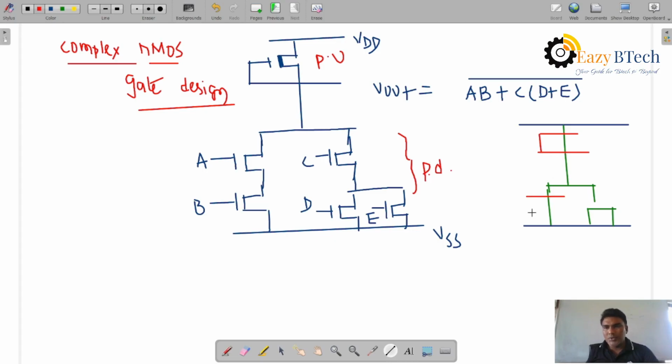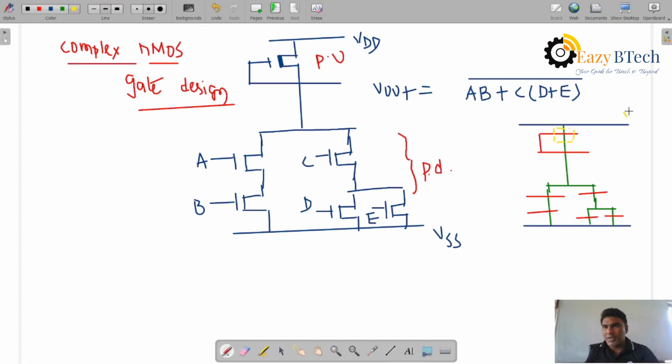Polysilicon over here, and here, and here. This is about stick diagram representation. The yellow dotted line is nothing but a depletion mode transistor. We already discussed the stick diagrams of NMOS design and CMOS design.